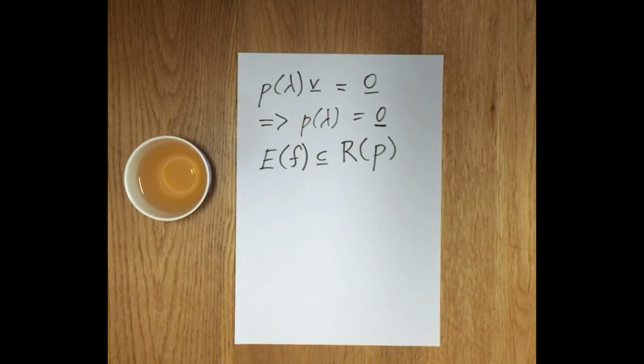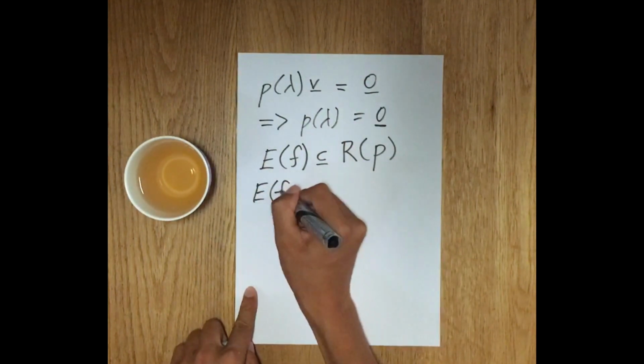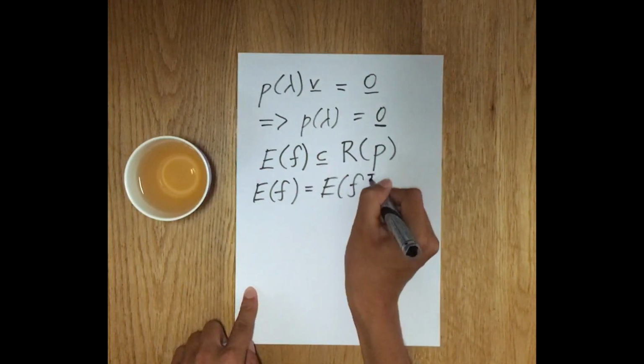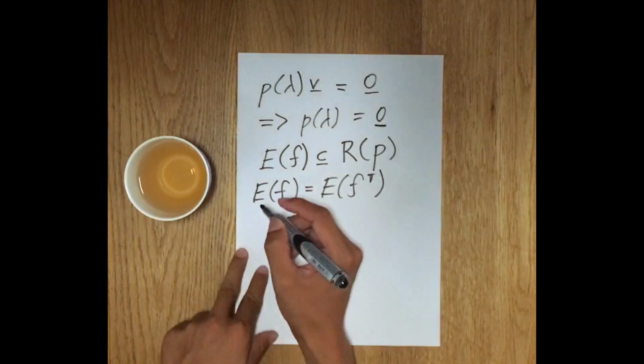Okay, so now we have this. And let's keep our eyes on the prize, which is that we want to show that the eigenvalues of f are equal to the eigenvalues of f transpose. And we're going to make a second observation about polynomials, which is about how polynomials play with transposes. They actually really like each other.